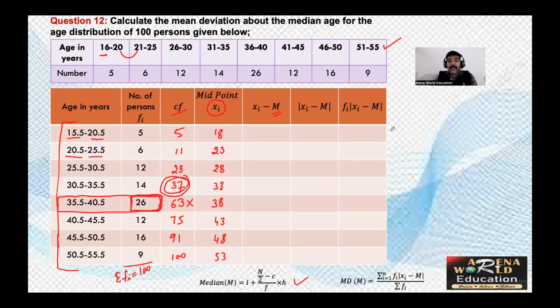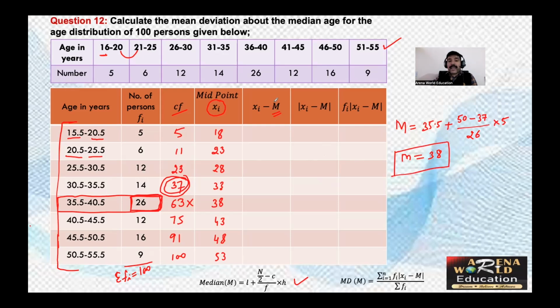So let us calculate M. So M will be what? L is 35.5 plus N upon 2. N upon 2, directly I'm writing 50, right? Minus CF. CF was 37. And what is F? F is 26. And what is H? H was 5. So if you calculate this one, you will get M equal to 38. So this is your median.